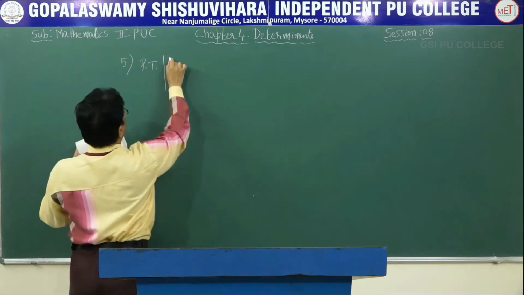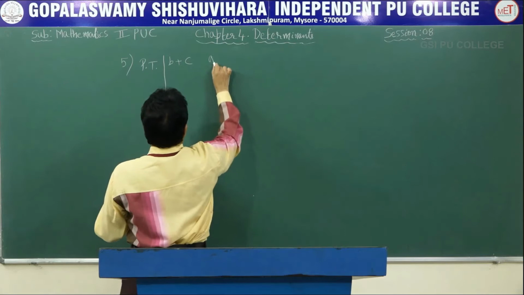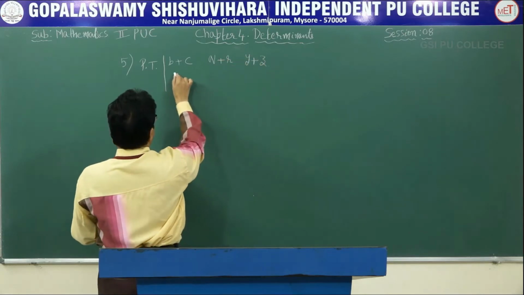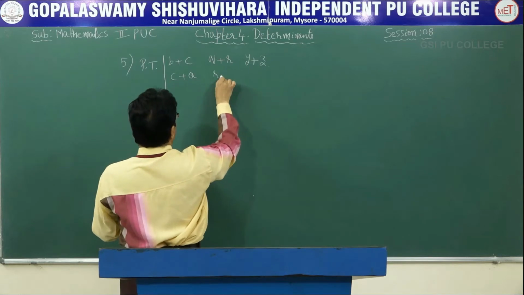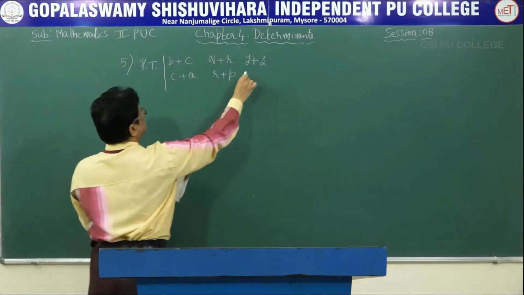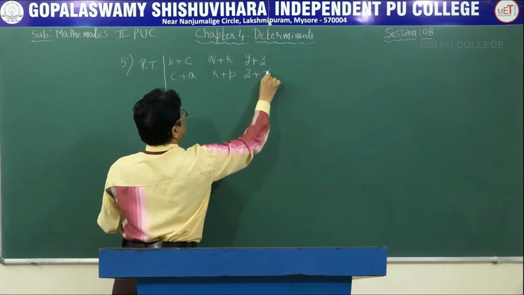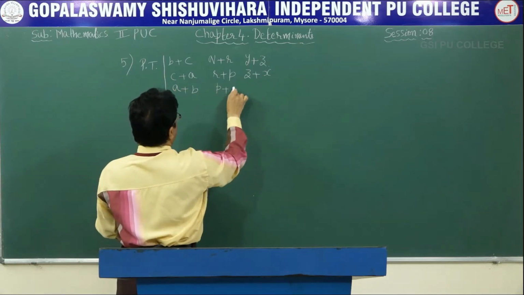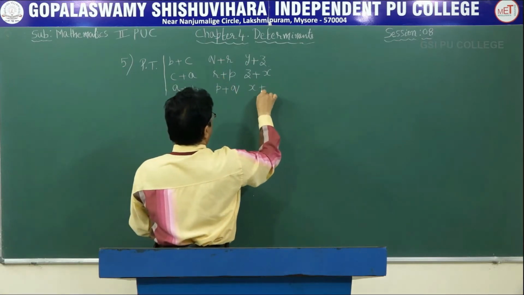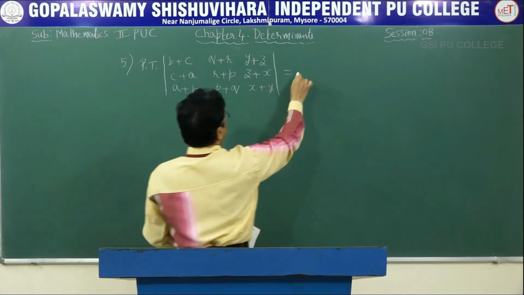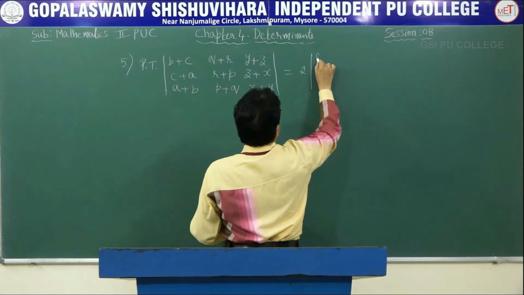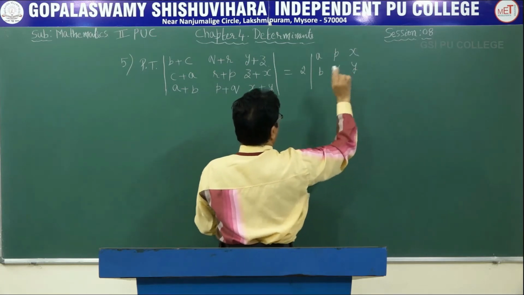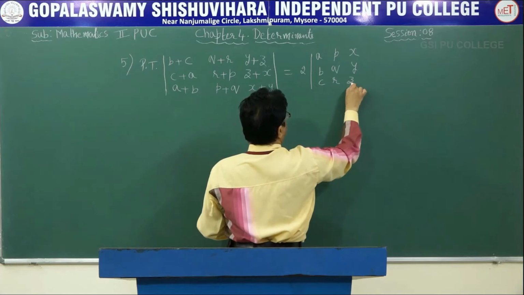Prove that the determinant of b plus c, q plus r, y plus z, c plus a, r plus p, z plus x, a plus b, p plus q, x plus y, will be equal to 2 into the determinant of a, p, x, b, q, y, c, r, z.